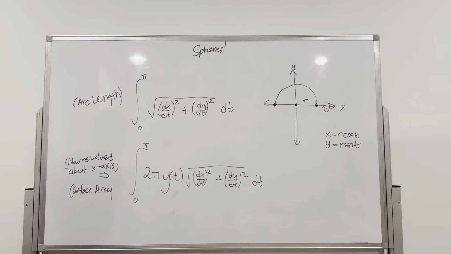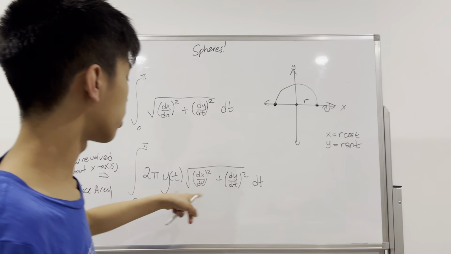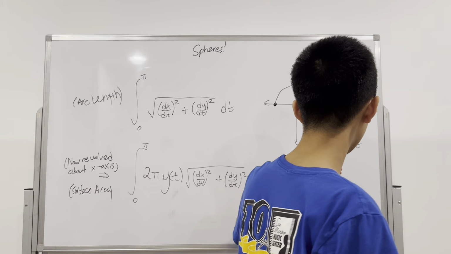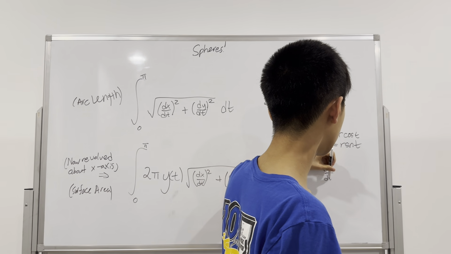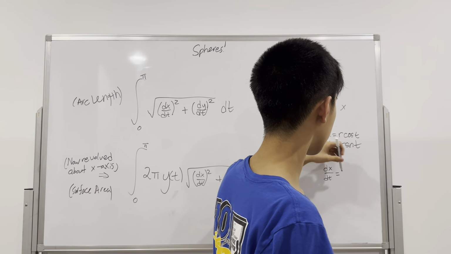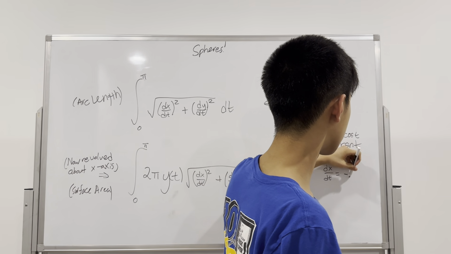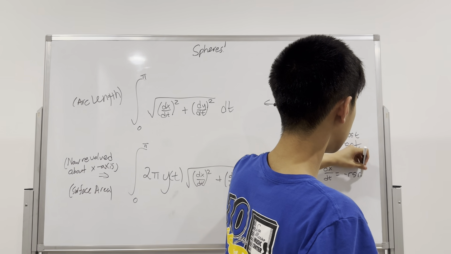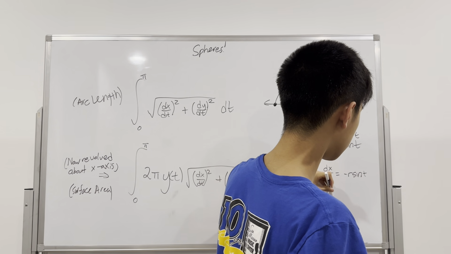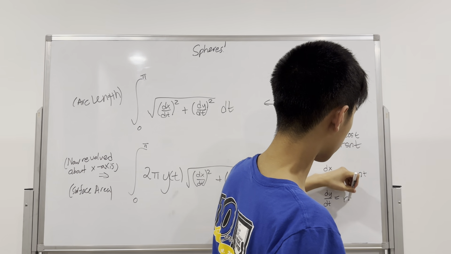So how do we find dx dt and dy dt? Well, we can just differentiate these parametric equations in terms of t. Differentiating x, since r is a constant, we just get negative r sine t, and dy dt is r cosine of t.